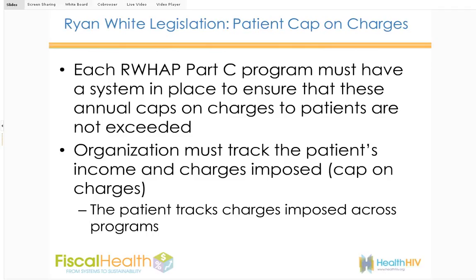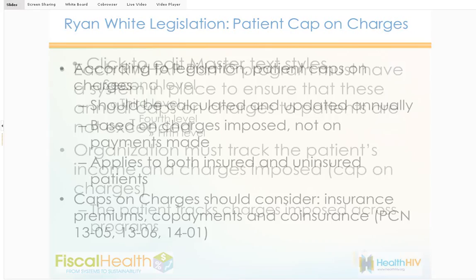If all of the HIV services that patient received aren't provided on site, and say they receive mental health services elsewhere and they're paying a portion there, then that patient could bring in invoices or receipts to show other charges that they are responsible for out of pocket towards their HIV care, and that can be applied towards their cap.